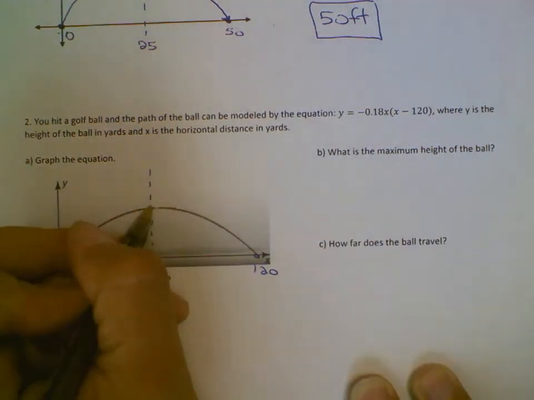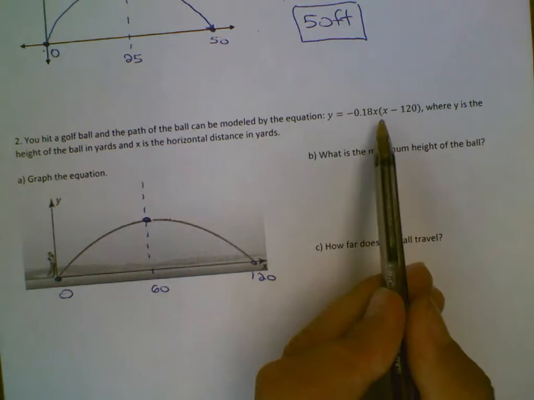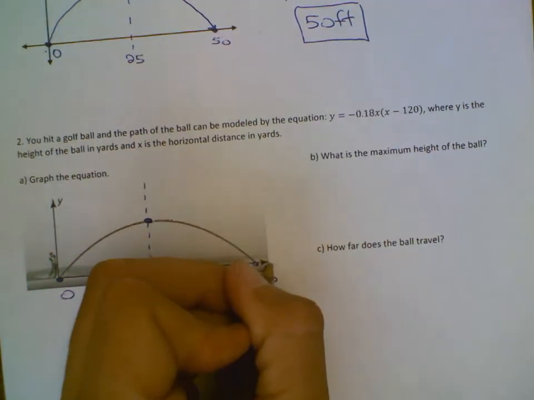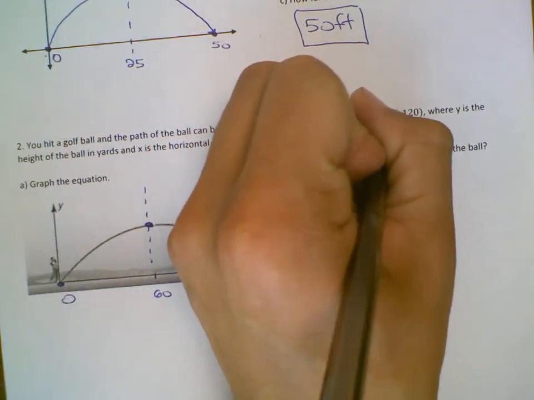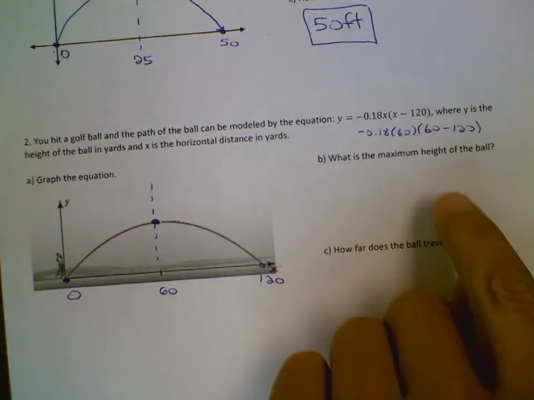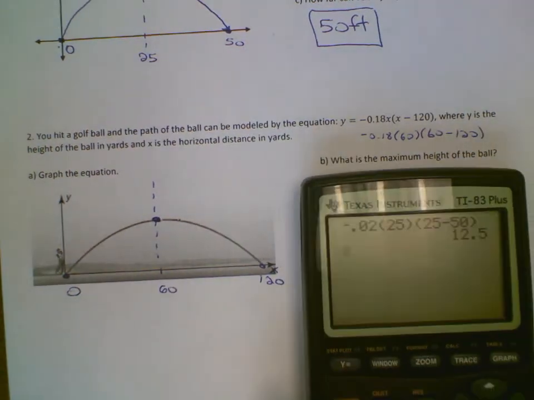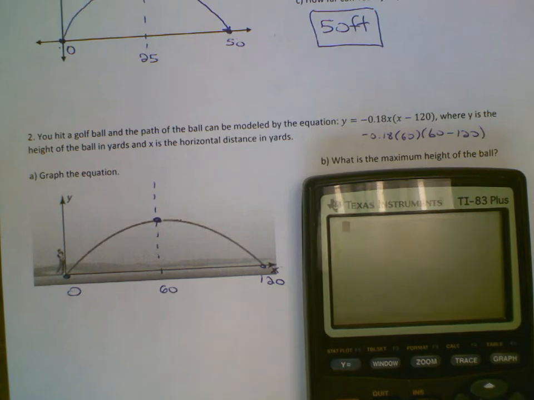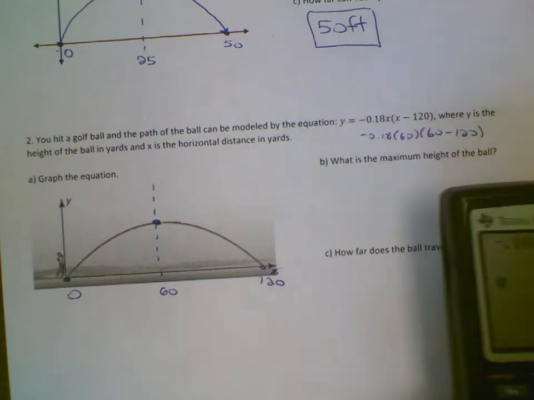And then if I want to find the vertex, how high I am at 60, I simply just plug 60 in for the x's, right? This is an x value because it's on the x-axis. So I plug 60 in, so I get negative 0.18 times 60, and then 60 minus 120. And once again, I can just simply type all of this into the calculator, and it will give me the height. So I'm taking negative 0.18 times 60 times 60 minus 120, and I get 648.